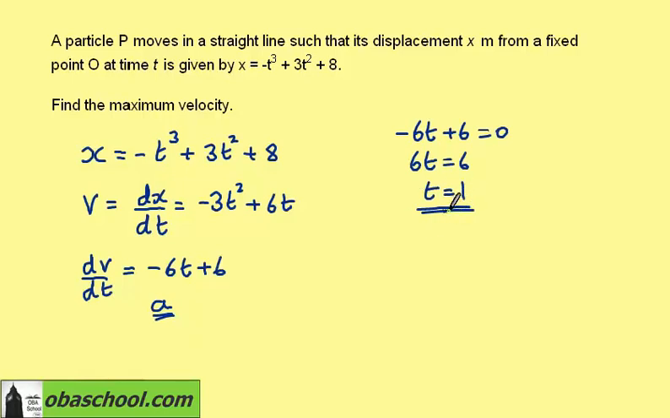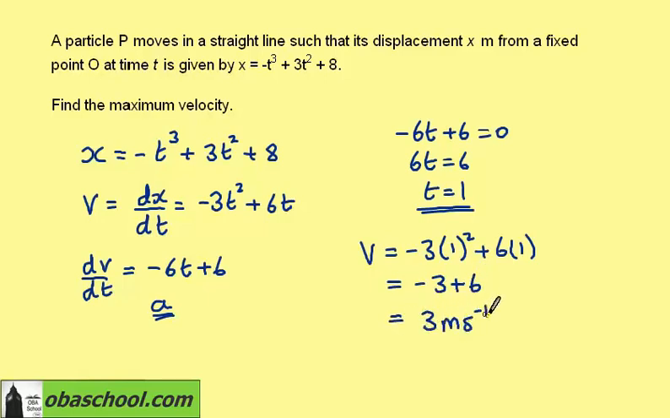So when t = 1, v is going to be -3 times 1 squared plus 6 times 1, which is -3 + 6, which is 3 meters per second. So the maximum velocity for this particle is 3 meters per second.